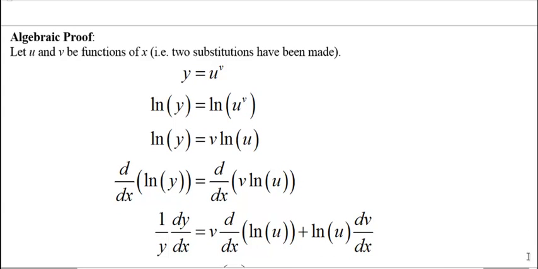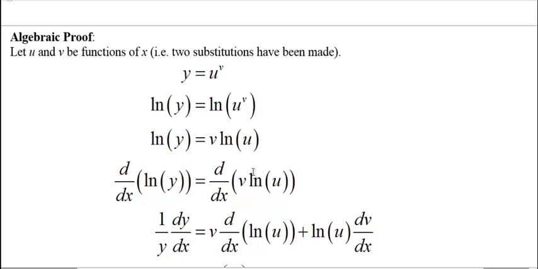Now, let's look at what happens here. The derivative of log of y, we know, is 1 over y times the derivative of y. Of course, the derivative of y we can write as dy over dx. So we just use the logarithm rule and the chain rule right there.